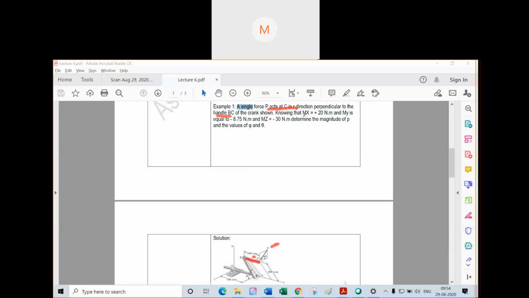Now knowing that the moment at x is equal to 20 newton meter, the moment in y is equal to minus 8.75 newton meter, and the moment at z is equal to 30 newton meter. So from that moment you have to determine the magnitude of P, that is, the single force, and the angle at which the force is acting.